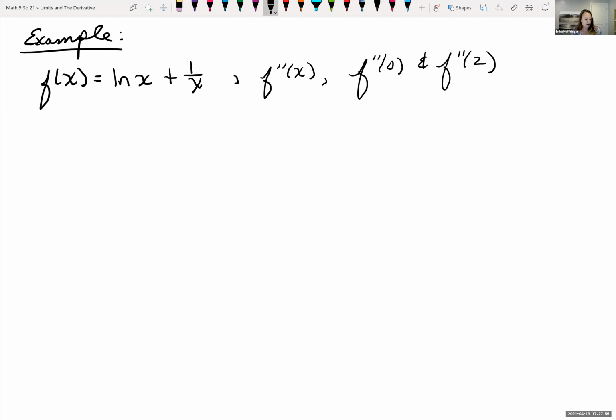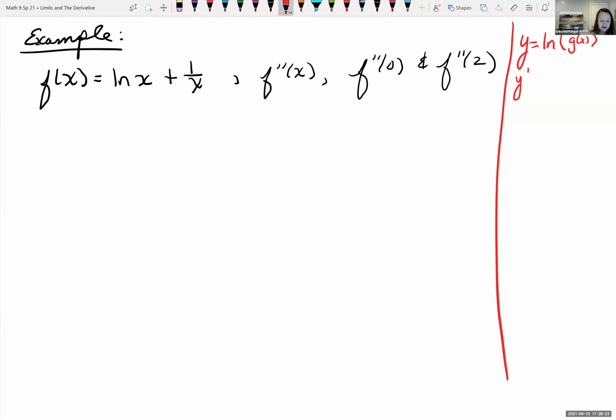So the next example, we have the function f of x is equal to the natural log of x, and then plus 1 over x. So we're finding the double derivative evaluated at 0, and double derivative evaluated at 2. So again, let's just kind of review. If you had y is equal to the natural log of, maybe it was not just x, some function g of x.